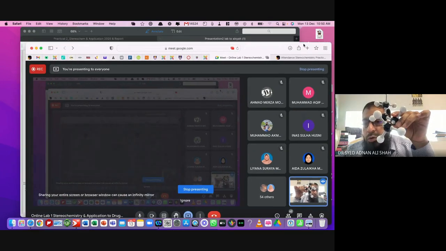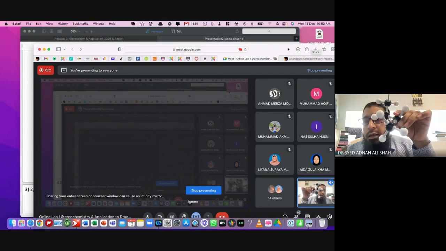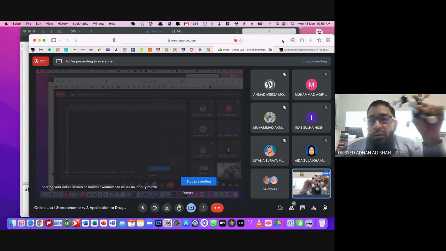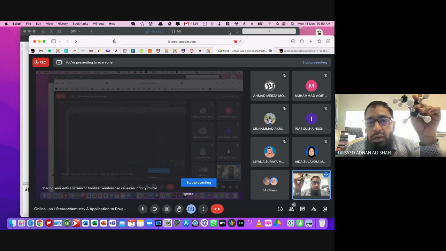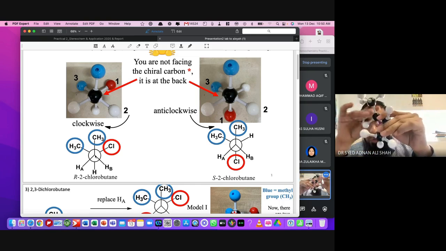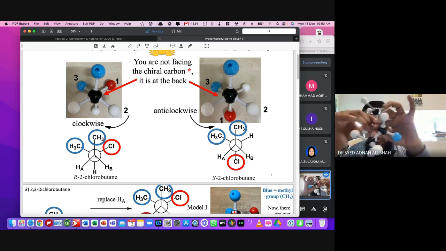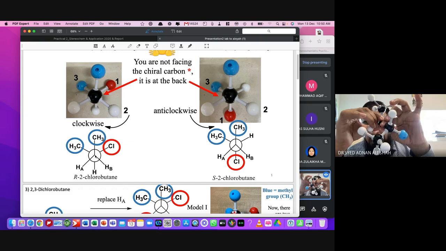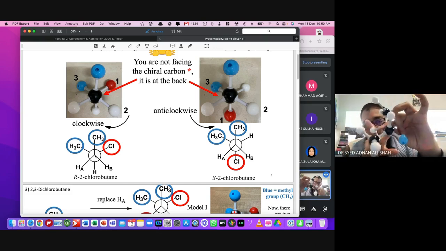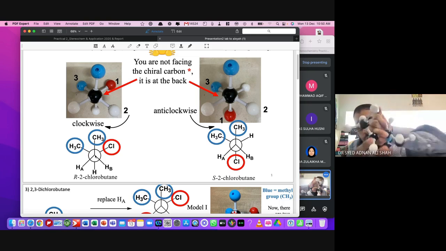So I'm just telling you how to construct the Newman projection. In the Newman projection, this circle is at the back, and this one is the carbon which comes in front of us. So this one is carbon, and this one is CH3, and then this one is two hydrogens. The CH3 and two hydrogens, right? That's how the Newman projection is.